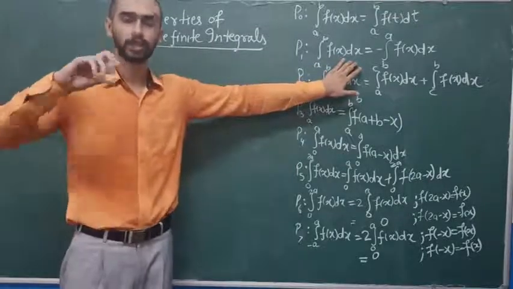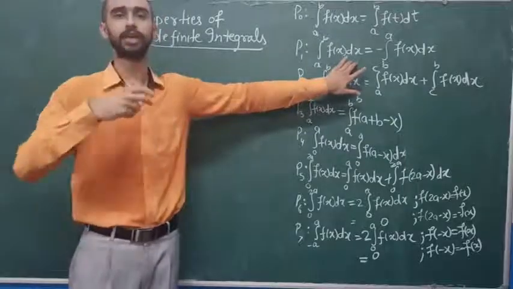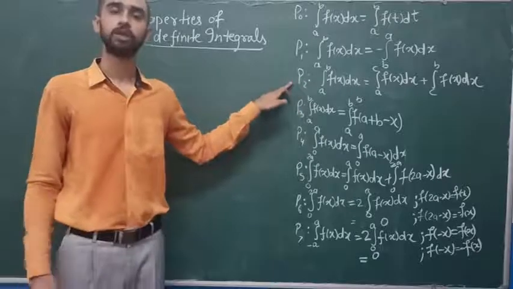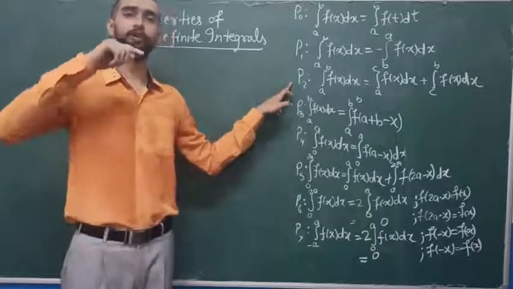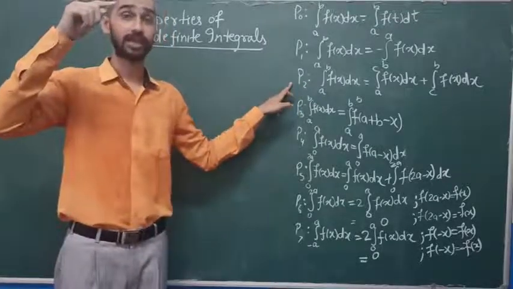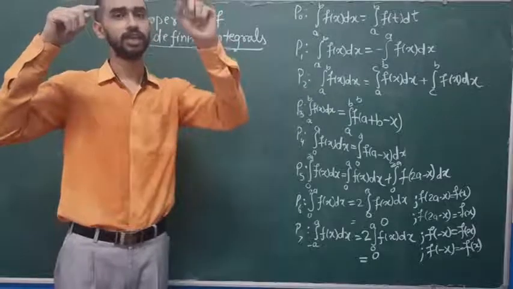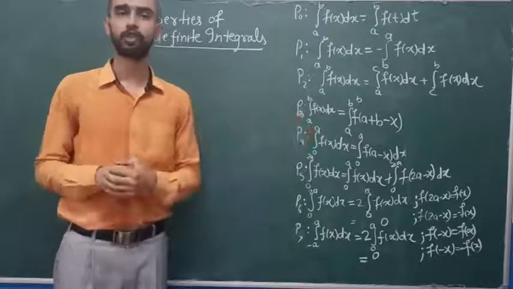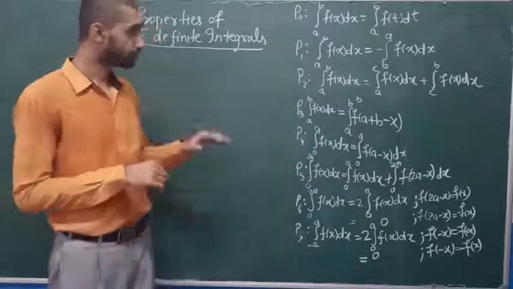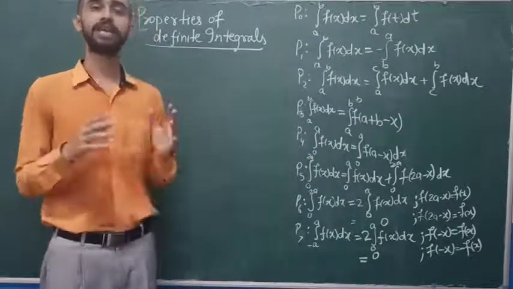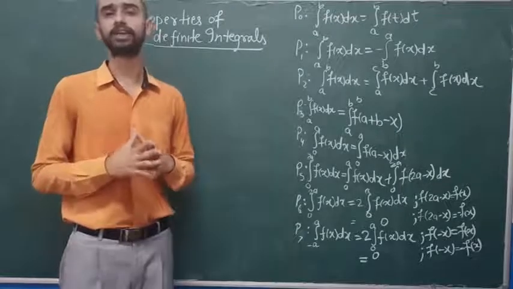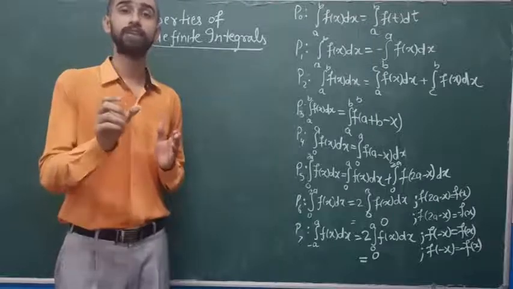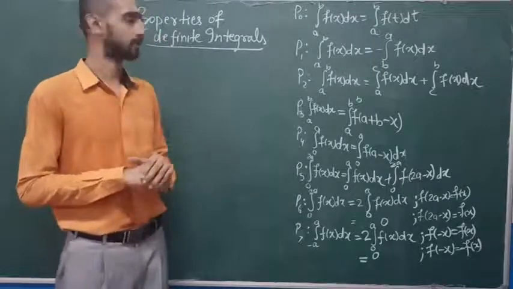जब हम उनकी प्रॉपर्टीज को इंटरचेंज करते हैं तो हमारे पास साइन जो है नेगेटिव हो जाता है. Then the third property says integral from a to b fx dx is equal to integral A to C and then C to B of the same function. Then P3 says integral of A to B fx dx equals integral A to B f(A plus B minus x) dx.